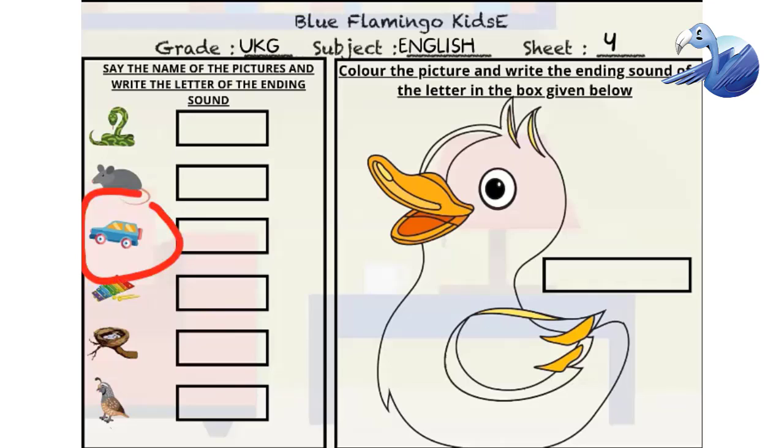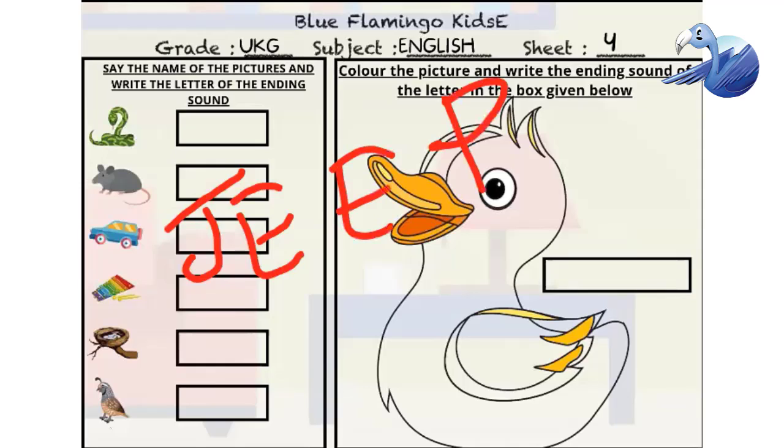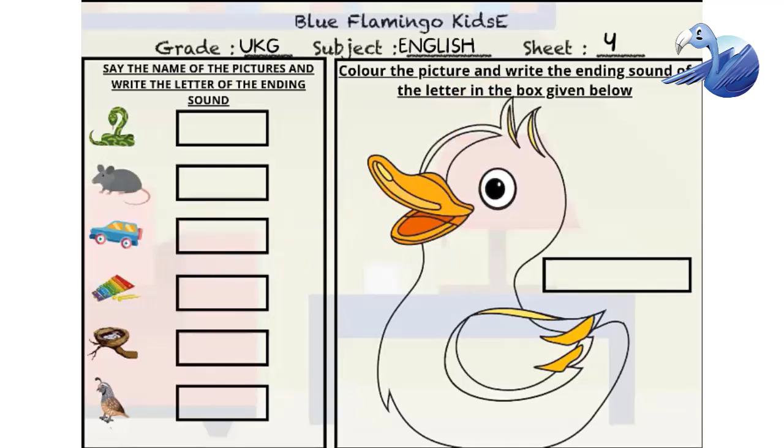Now next one, you have to write jeep, or if you want, you can write car. So here, jeep, but you have to write only P. Okay, so what is the phonic sound of P? P, P, P.